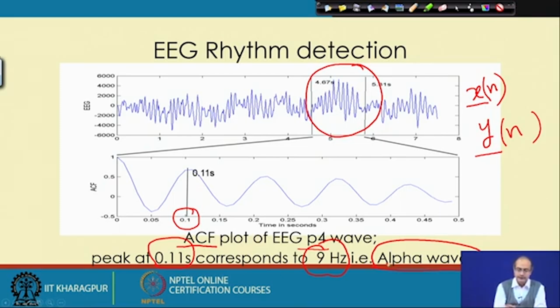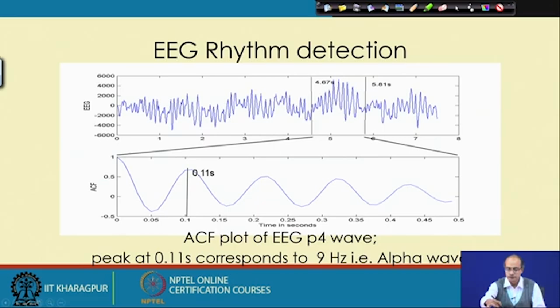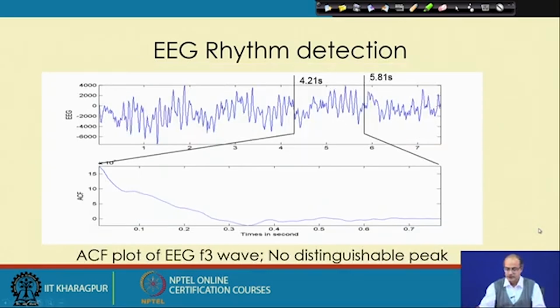And the autocorrelation function is just a special case of the cross correlation function, which is more generalized. In this case, because we have applied the same signal, we have taken the template and we are applying the correlation, we call it the autocorrelation coefficient. So, we get some idea of how this autocorrelation coefficient can help us. Now, let us take one more example.